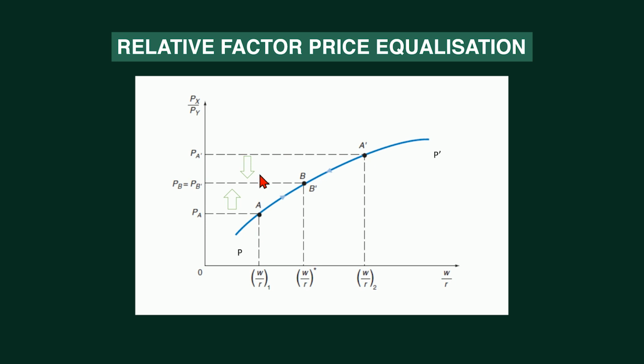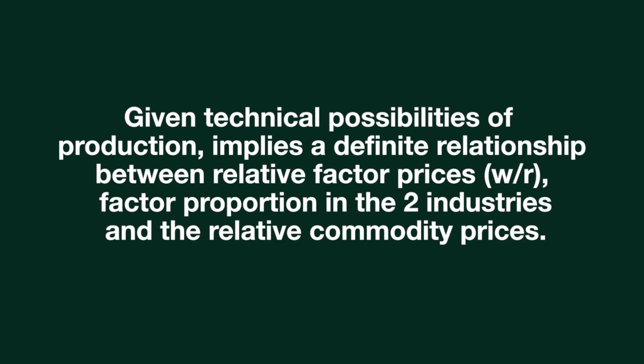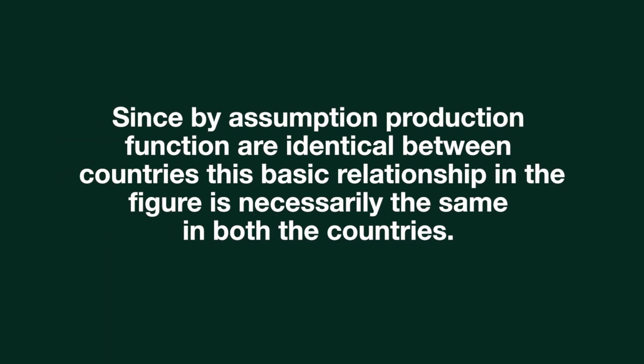As a result, there is a rise in the return of capital, due to the fact that good Y is a capital intensive good. So given the technical possibilities of production, there is a definite relationship between the relative factor price, that is W by R, and the factor proportion in the two industries relative to the commodity prices. Since by assumption the production functions are identical in both the countries, we can show this with the help of a particular PP line, and the countries will remain on this PP prime line due to the assumptions taken earlier.